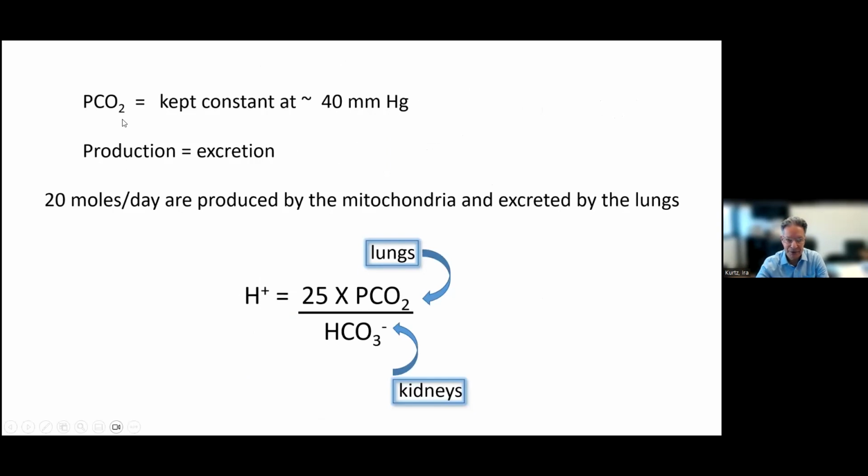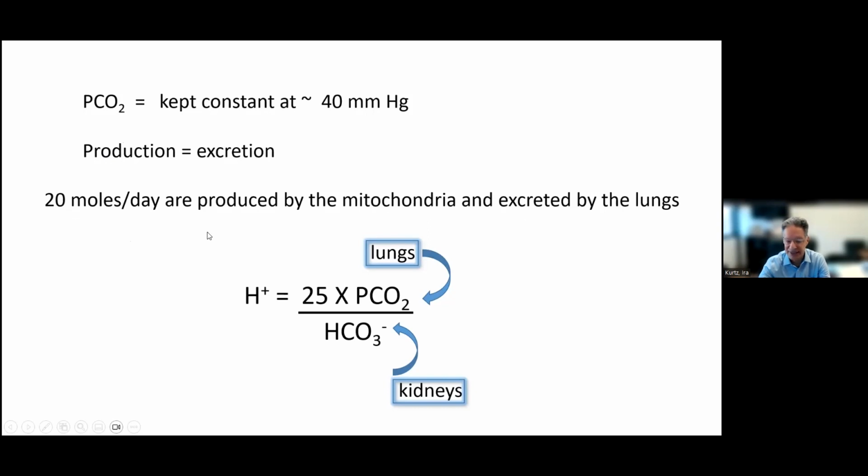So again, the PCO2 is kept constant at 40 because the production by mitochondria is equal to the excretion rate by the lungs. If some of you are interested in the amounts, we're talking about 20 moles a day of carbon dioxide are made and excreted in an average human.